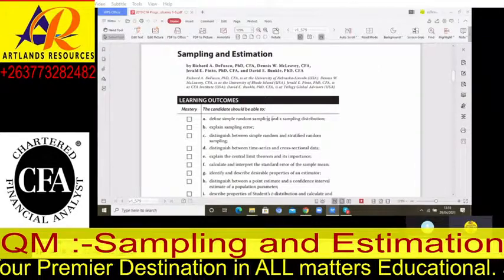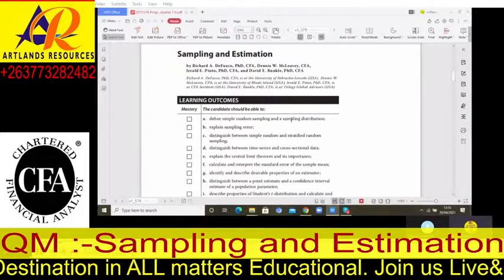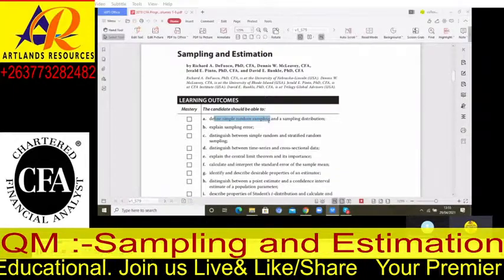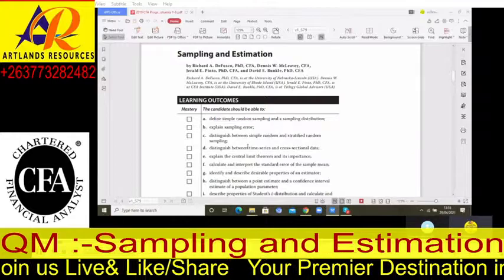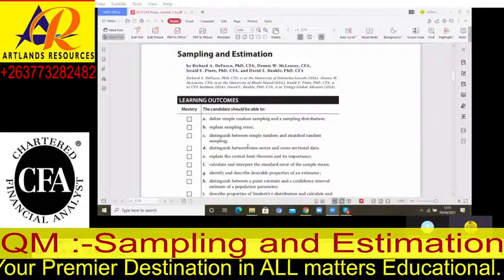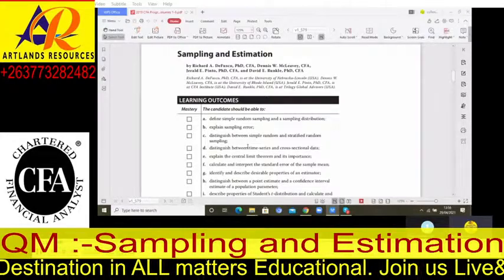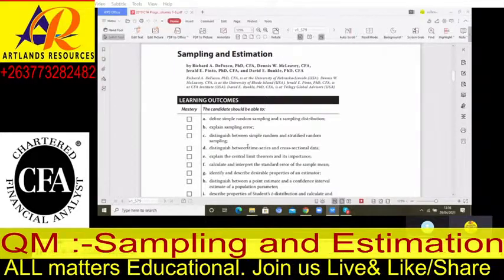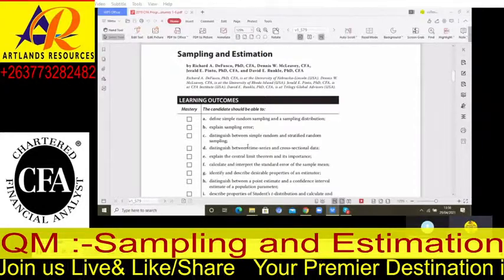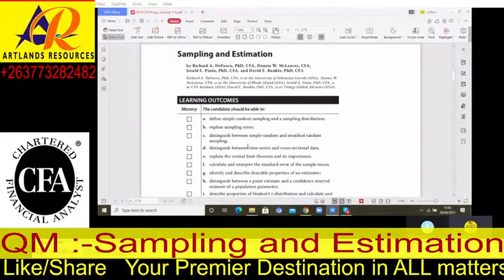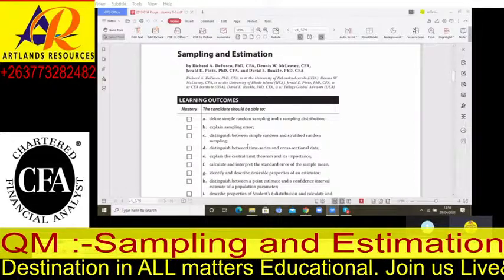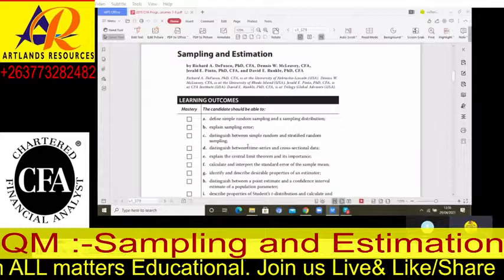Define simple random sampling and a sampling distribution. Now, if they say simple random sampling, when you are carrying out a sample, it is said to be simple random sampling if each element that makes up the sample has an equal chance of being chosen. That's simple random sampling. A sampling procedure in which you take a subset of the population in such a manner that each element making up the sample has an equal chance of being chosen. That's simple random sampling. And then the sampling distributions.